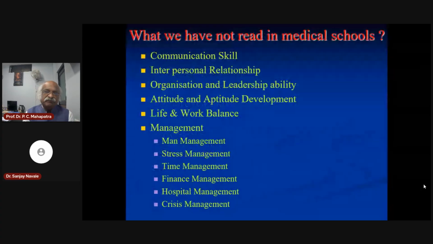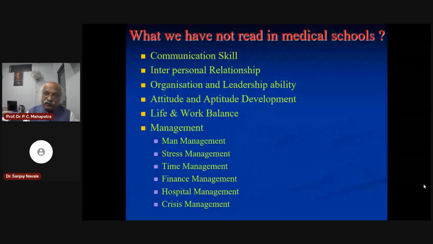The different types of management which are needed subsequently during practice. The man management, the stress management, because we're full of stress 24/7. Time management, because we really do a lot of work at the same time. Finance management, which is very poor. Finance management we should have.